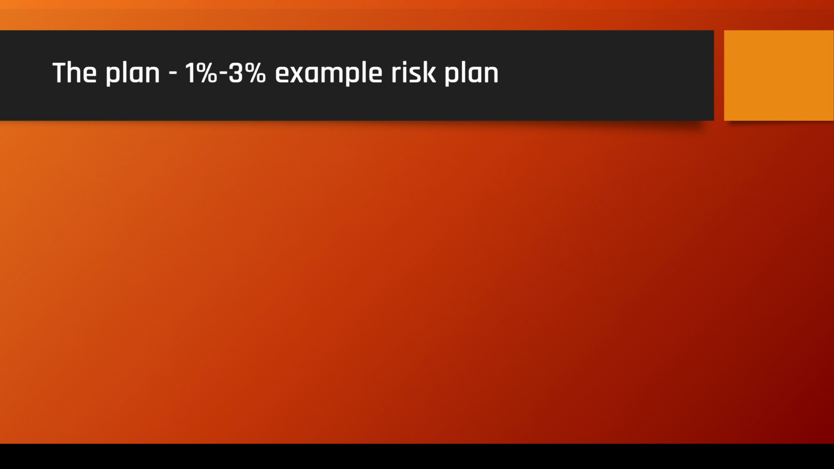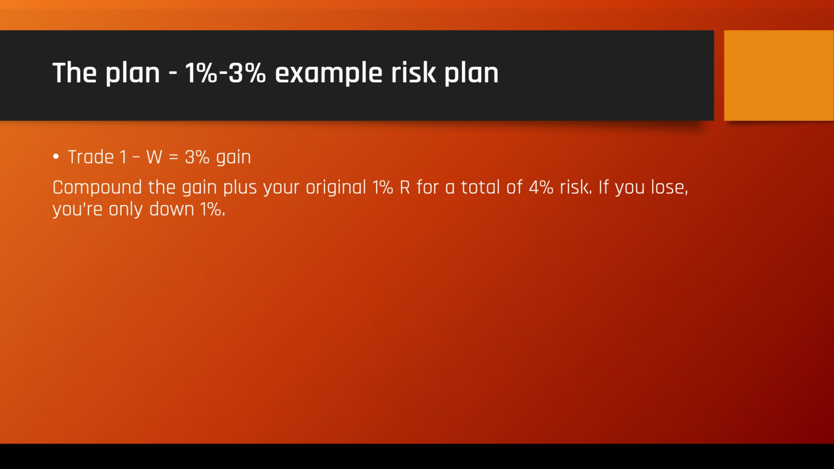So for the purpose of this video, we're going to use a format of a 1% to 3% risk plan. Every trade you go into, you risk 1% with a potential return of 3%. So with asymmetric compounding, let's say we've won the first trade we take, we're now up 3%. Now you compound your gain, which is 3%, plus your original risk of 1%. So in total, your next trade's risk will be 4%. And if you lose that trade, you're only down 1%. But the potential reward is 12%.